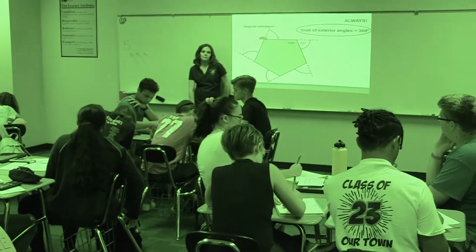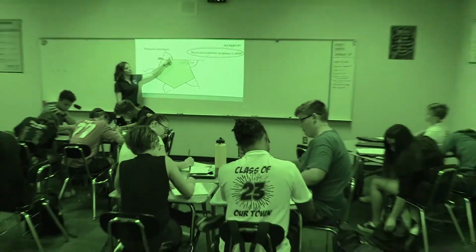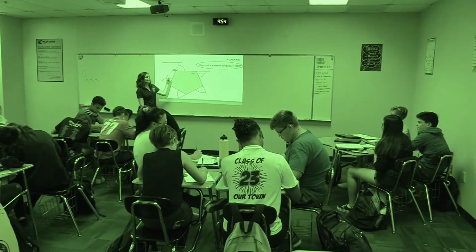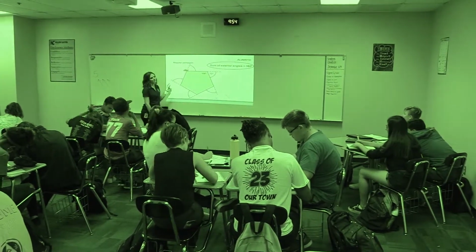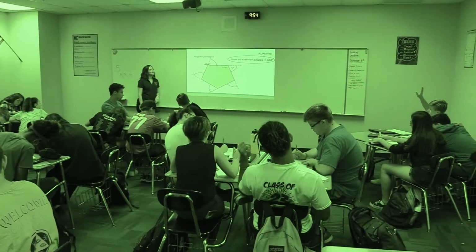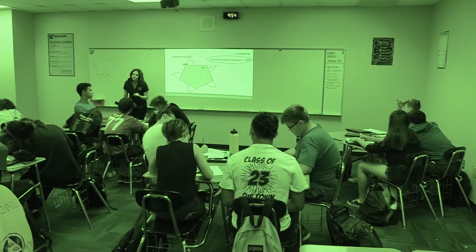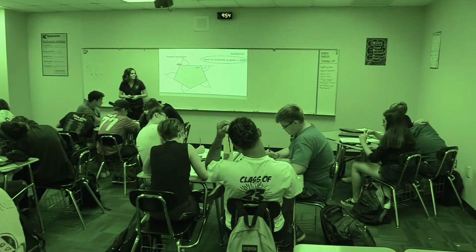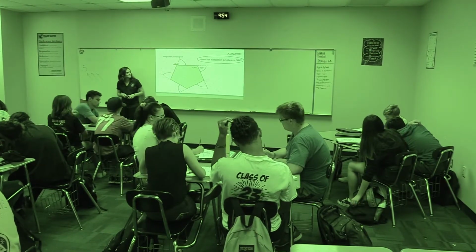Yes, please write that down. Remember, didn't he go around the shape? He's going in a circle. So you're making a circle around your shape, and we know circles make 360. So that is always true for our regular polygons. Yes, please write that down.